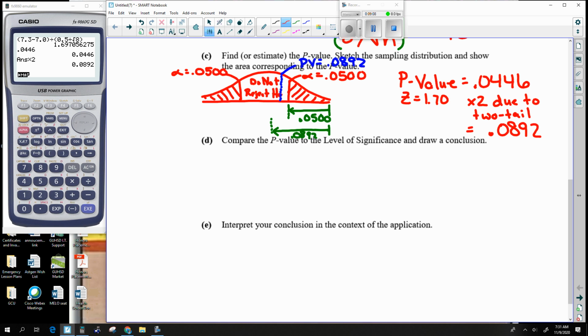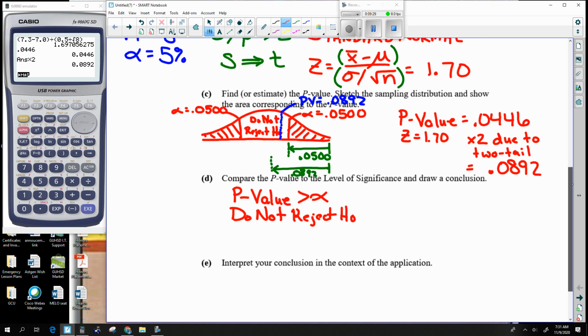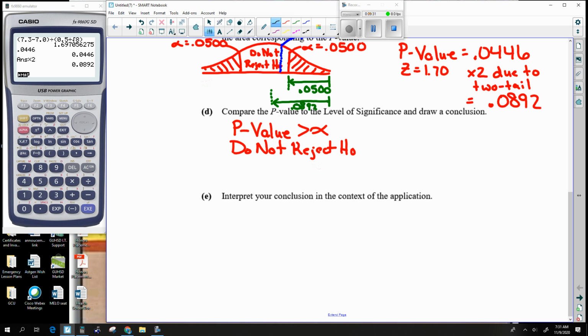All right, so what did I just show? I just showed that the p-value is greater than my alpha. What does that mean? That means I do not reject H naught. Up above, you'll notice that the H naught was mu is equal to 7.0, and H1 was mu not equal to 7.0.